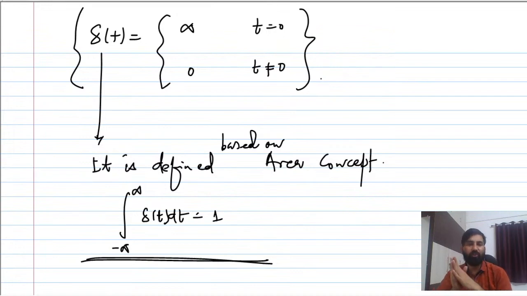This is a very important concept: how to generate, how to get the impulse function. So how do we obtain the impulse function? Keep in mind, in the lab it is not possible to obtain an impulse.